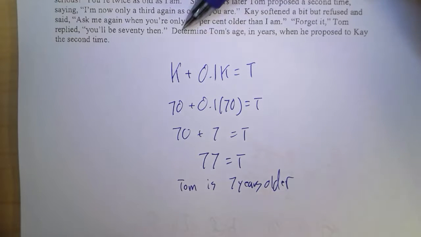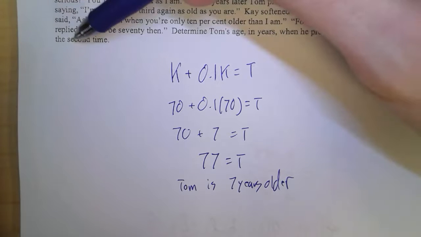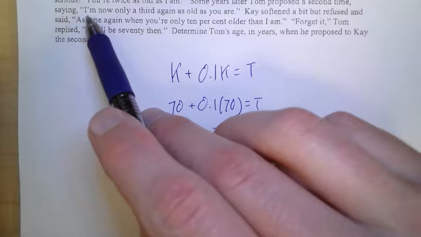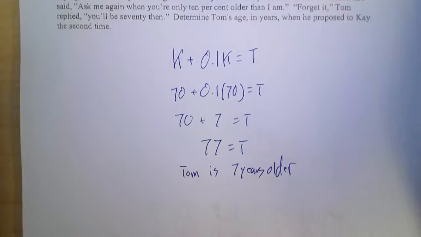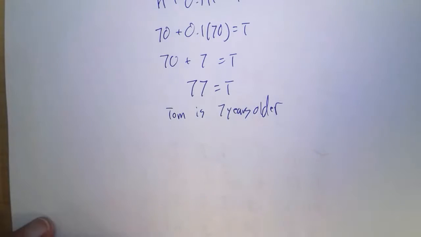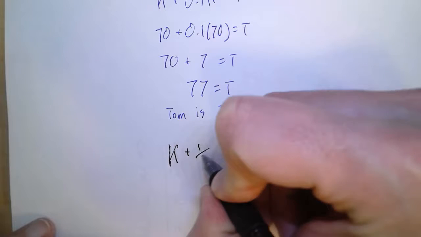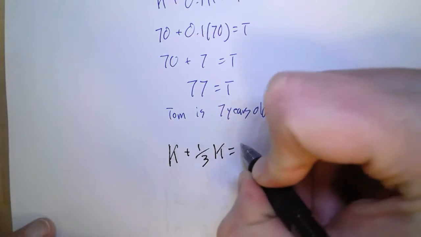So, in order to solve this, figure out what we want. We want to determine Tom's age in years when he proposed to K the second time. Now, the second time, K said she's only a third again as old as you are. So at that point in time, we had K's age plus a third of K's age equals Tom's age.